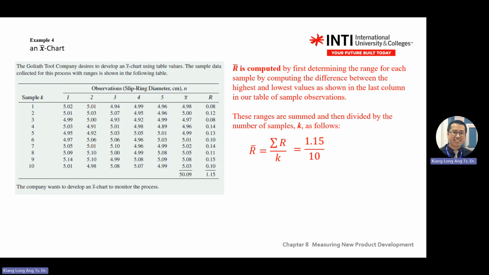Okay. The R bar is computed by this formula. So the R value is given. You sum up all the R, you get 1.5, divided by K, which is 10 samples. So your average range R bar is 0.15. You need the R bar together with the A2 value to calculate for the X double bar value.